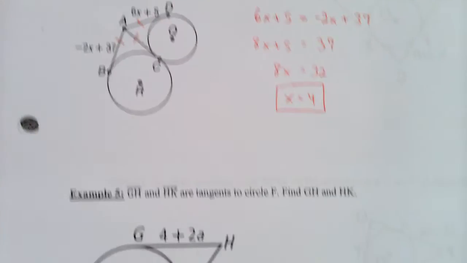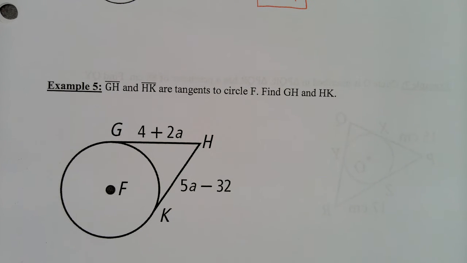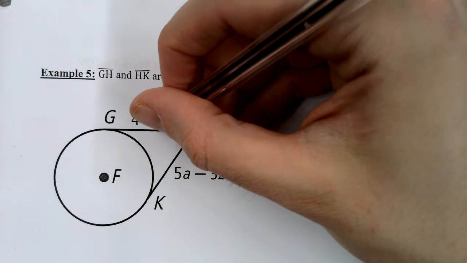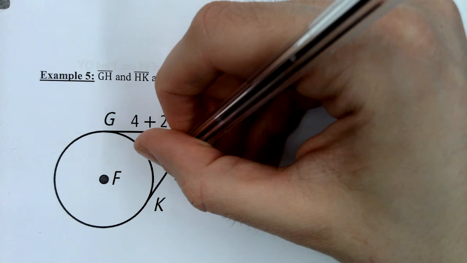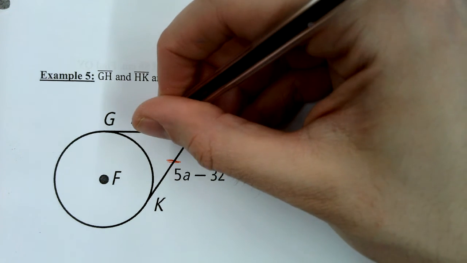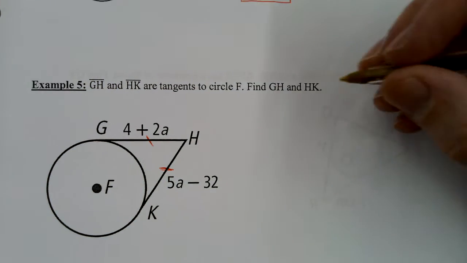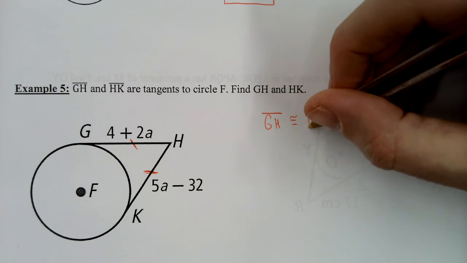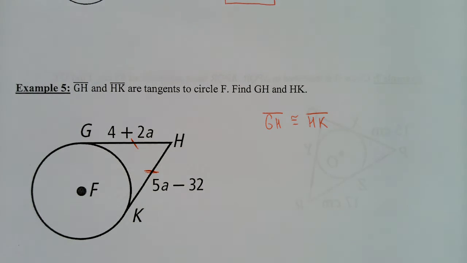Let's do another problem like that. Example 5. GH and HK are tangents to circle F. Find GH and HK. Since they're both tangents to circle F and they come from the same exterior point, they're congruent. So this segment is congruent to this segment. GH is congruent to HK, so they're equal.